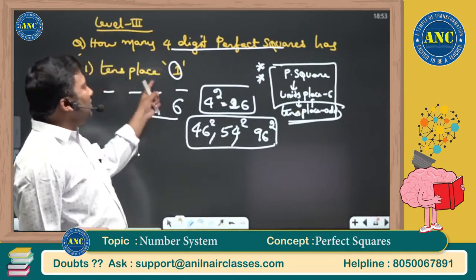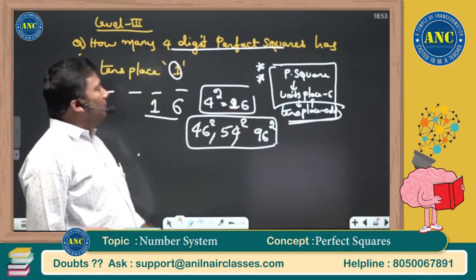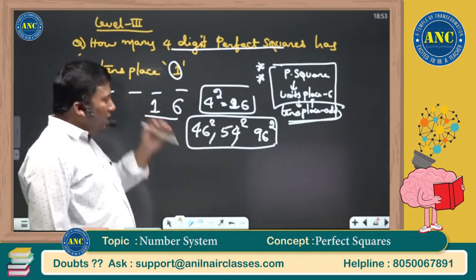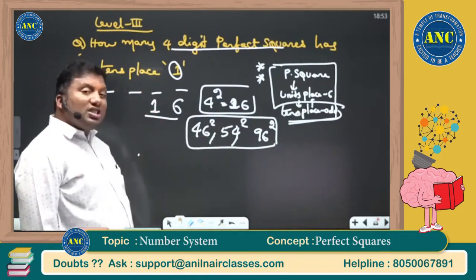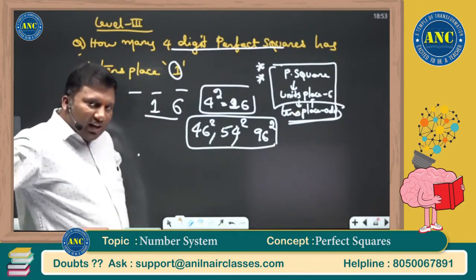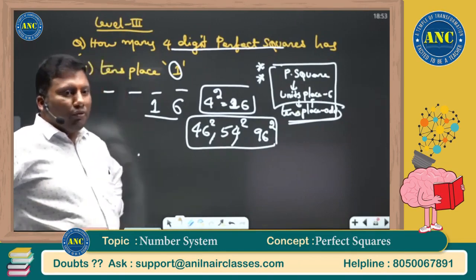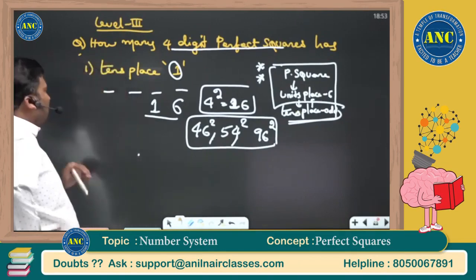We only need to find the smallest number on squaring which gives tens place 1. When the tens place is odd, the units place will be 6. 1 is an odd number. The units place is 6. What is the smallest natural number whose square ends in 16? It is 4, 4 square is 16. Then 50 minus 4, 50 plus 4, 100 minus 4.